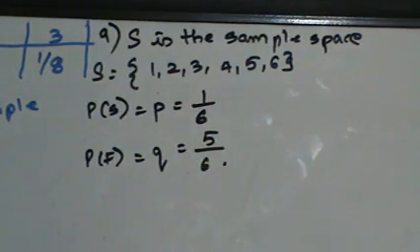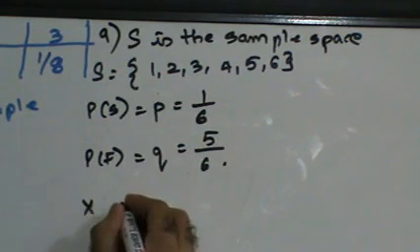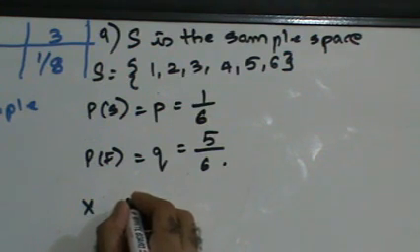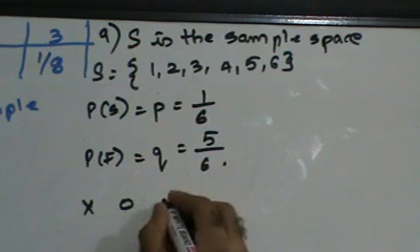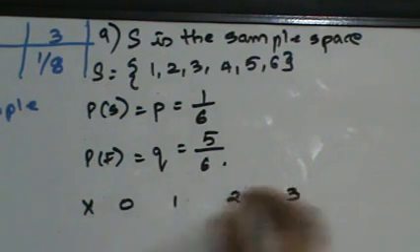Now, X denotes a random variable. I'm going to toss the dice thrice. So what are the minimum and maximum number of successes I can get? Minimum I will get 0 successes. Since I'm going to toss the dice thrice, maximum I can get 3 successes. So 0, 1, 2, 3.